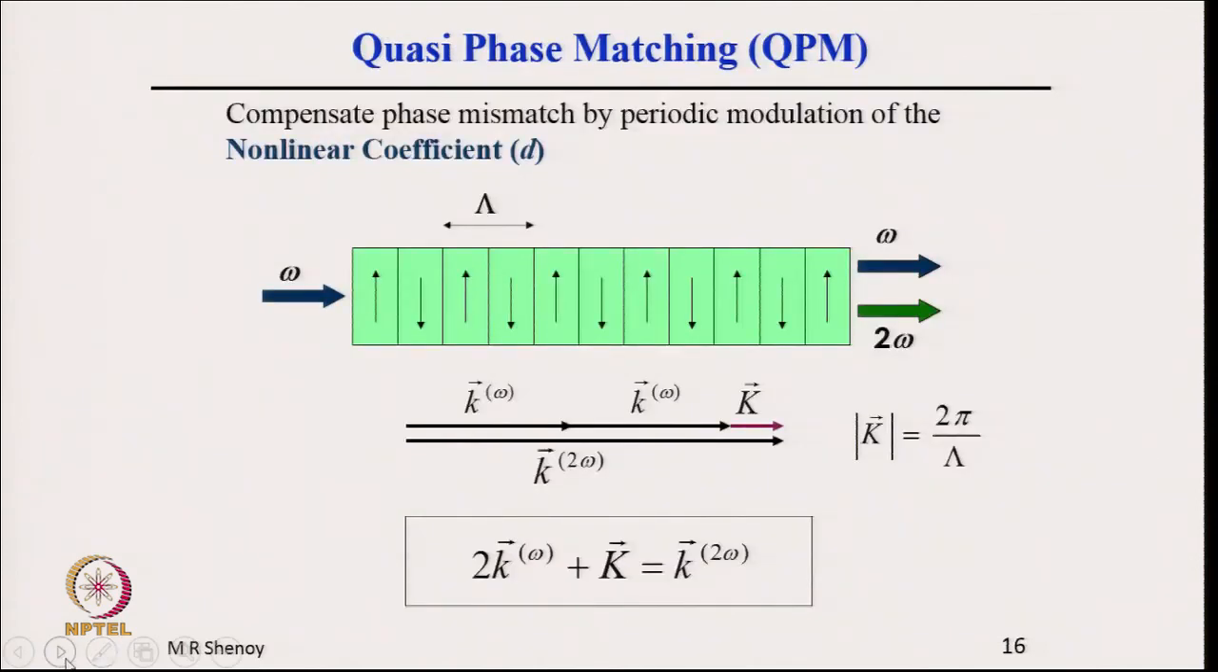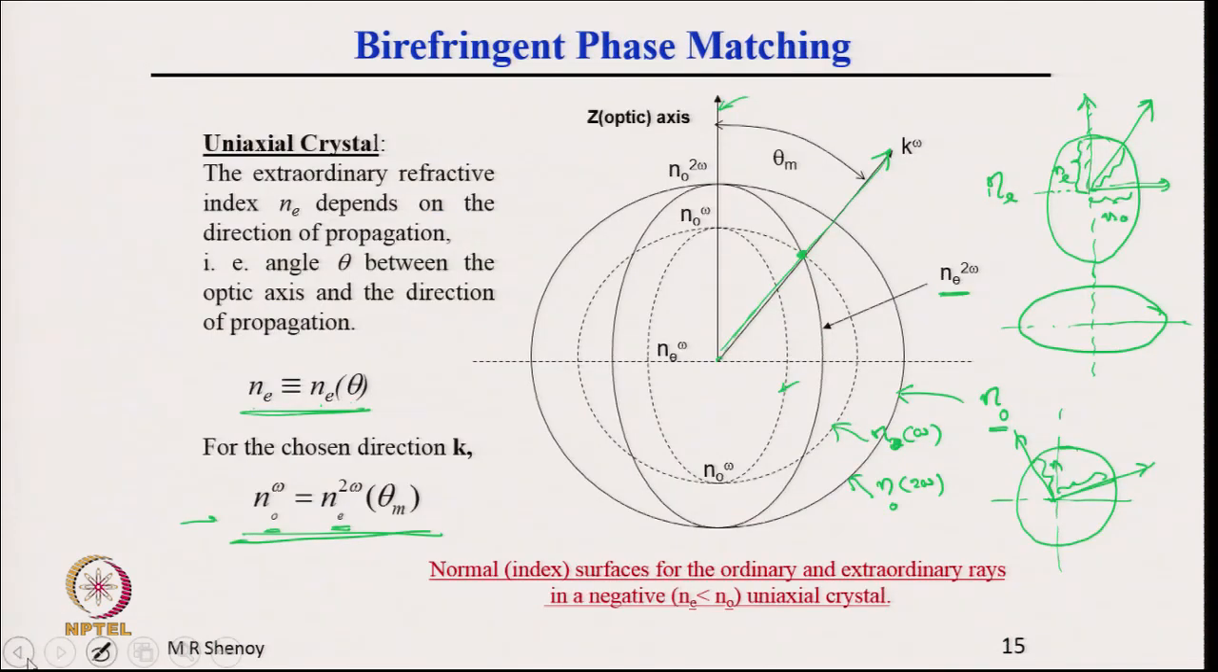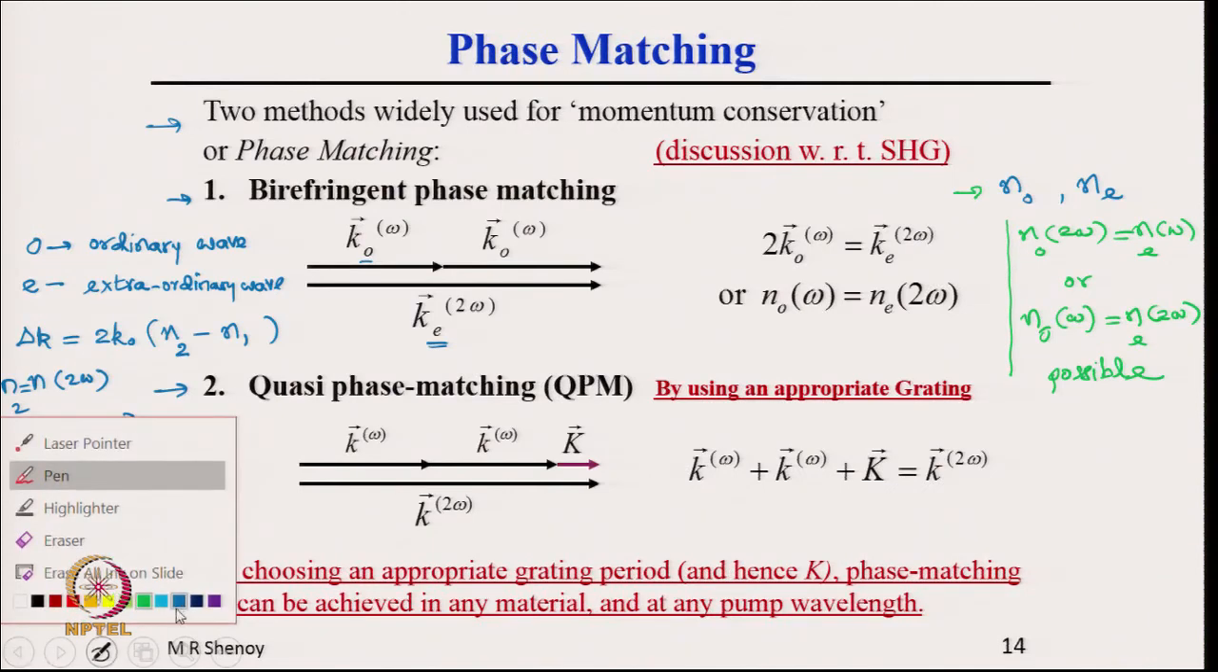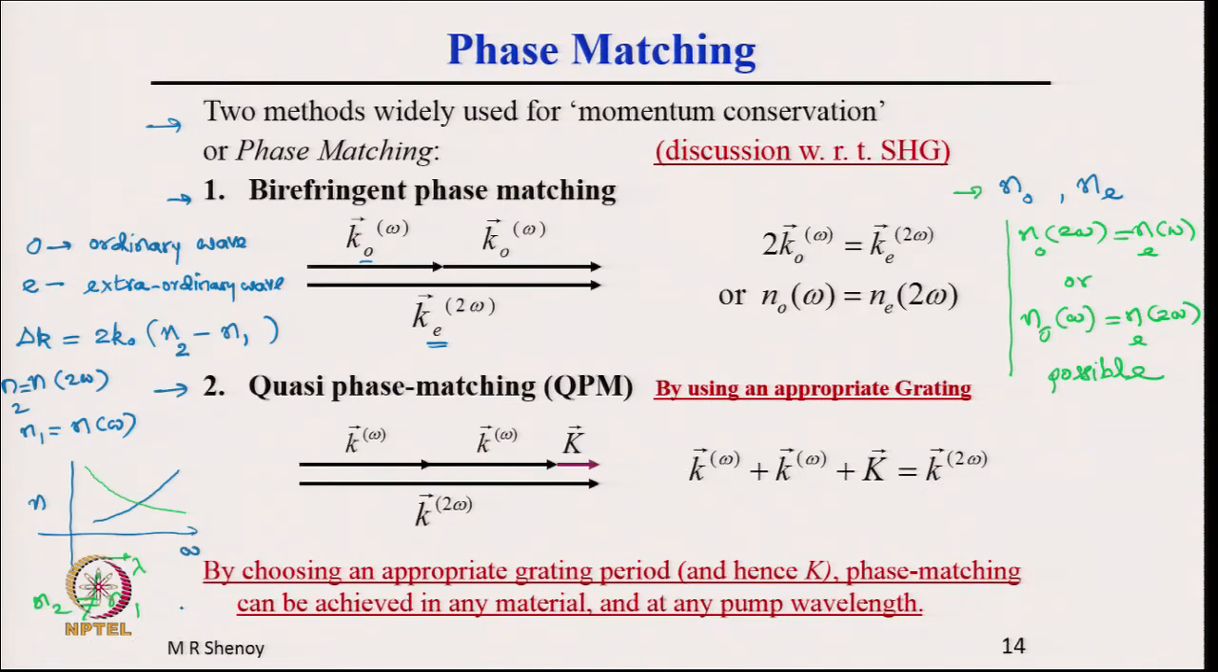All right. So, the quasi phase matching, very quickly, it is an important concept. Let me discuss here, I have skipped this place. The quasi phase matching, the second one, represents that by using an appropriate grating, we can have phase matching at the frequency omega and 2 omega. So, please see here KO of omega plus KO of omega happens to be KE of 2 omega, because that is the phase matching condition.